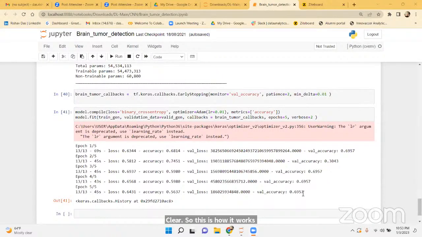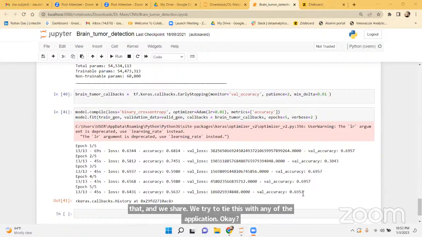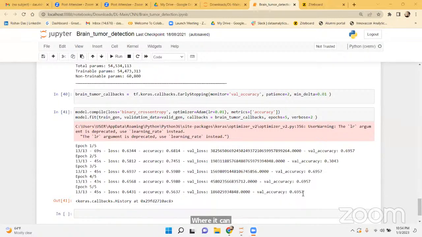And finally, once the model is created, we try to deploy these models using DevOps tools and all. There are many things post that. And we try to tie this to an application where it can automatically detect brain tumors. You don't need any radiologist to come and sit and determine whether there is a brain tumor there.